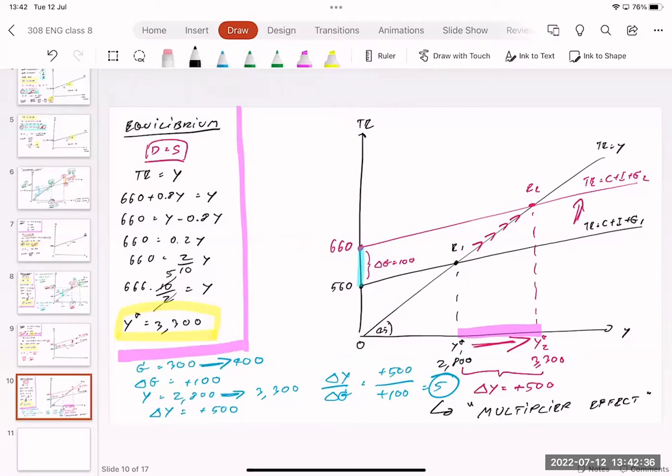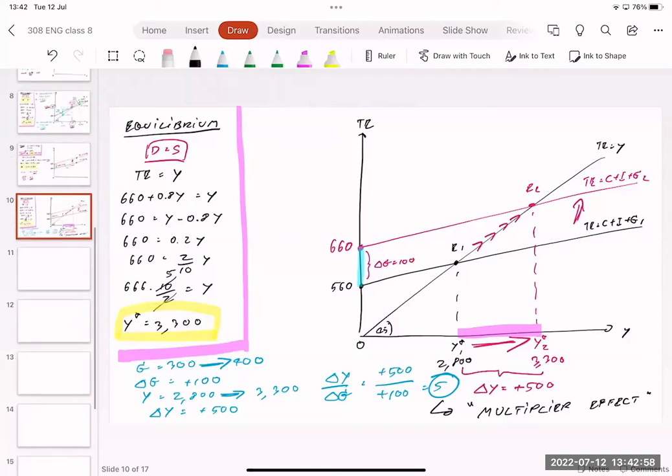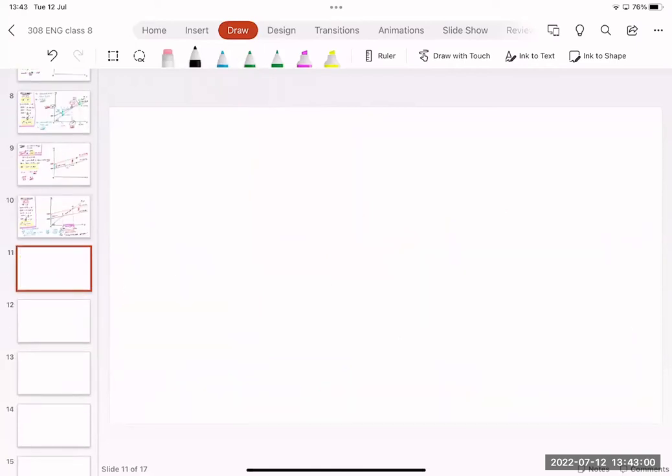The government spends a small amount of money, however, the GDP increases by a multiple. That's why we call it the multiplier effect. GDP increases many times compared to the original spending. So the next thing is, if I want to find the mathematical formula for the multiplier effect, how are we going to do it? Where does 5 times come from?